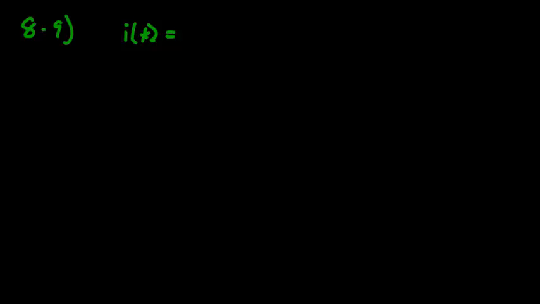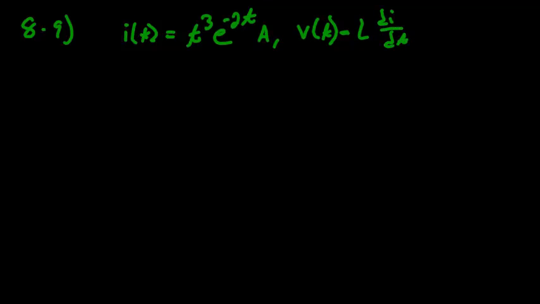So, alright, we'll just go over 8.9, then we'll do 8.9, 8.21, and 8.24. And so for 8.9, we got this equation: i(t) is equal to t cubed e to the minus 2t. a. v(t) is equal to L di/dt, and L is equal to 0.125 Henrys.